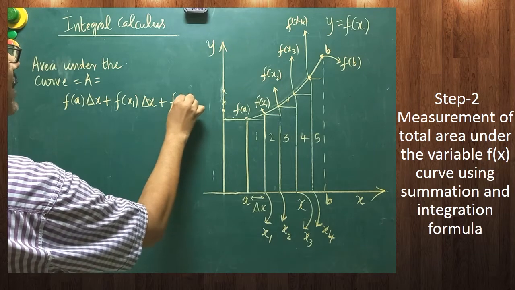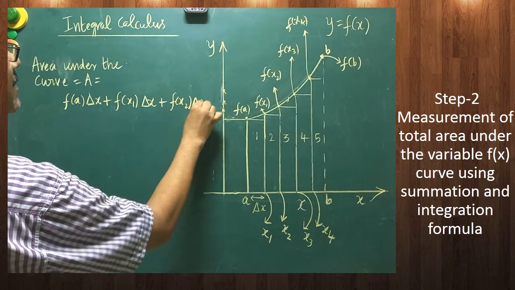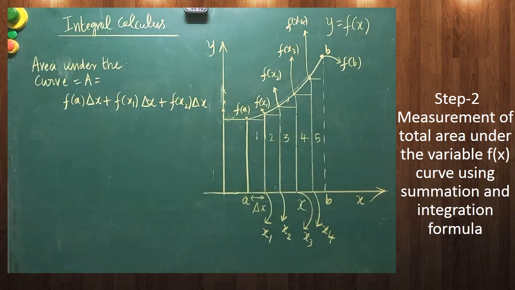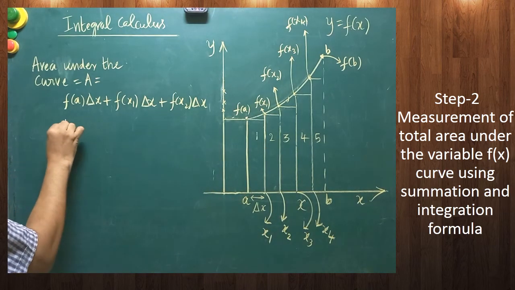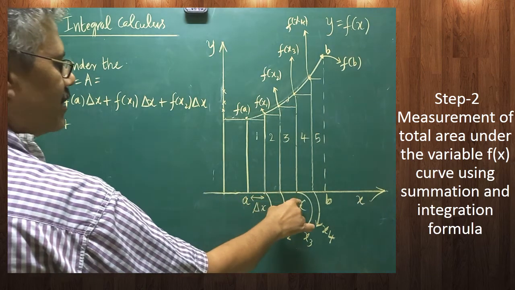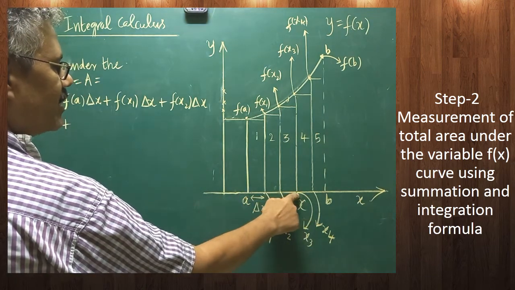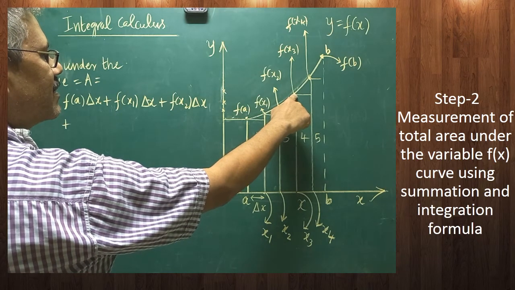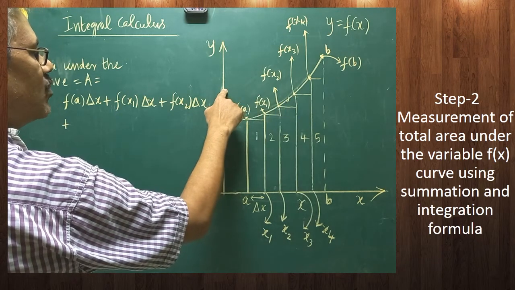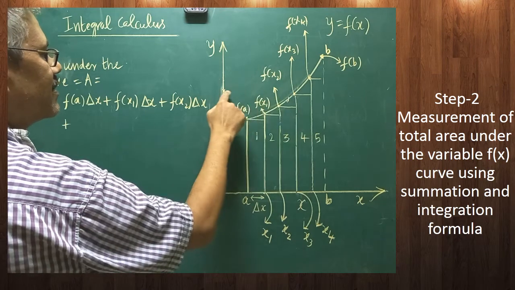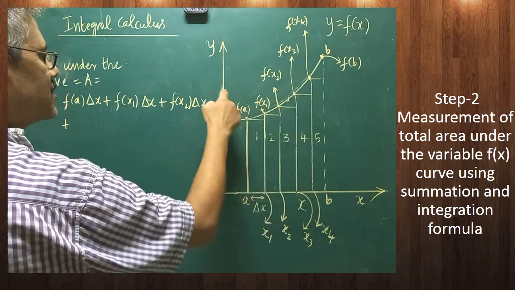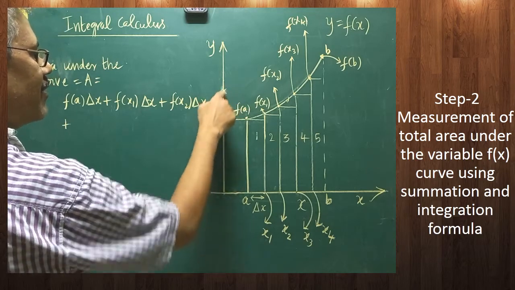Therefore, f of x2 into del x gives you the area of the third strip. Could you understand this? Now, I am going to calculate the area of the fourth strip. Look at the point here. This point is x3, and the corresponding y value is a function of x3. This y value depends on x3. Therefore, this portion is called f of x3.